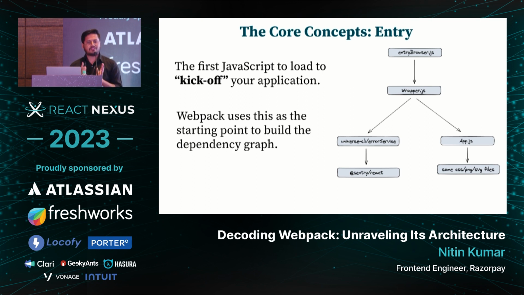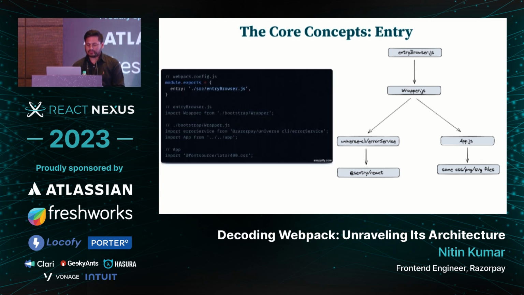So the entry is the first JavaScript file that kicks off your application. Webpack starts looking at your code base from this file and then builds a dependency graph. For example, this is how you would define it in your Webpack configuration. Say entry is source and then the path to the file. Here it is source entry browser.js. Then Webpack will go into entry browser.js. It will see that you are importing wrapper, then it will go to the wrapper file, and then error service, app, and import some CSS.